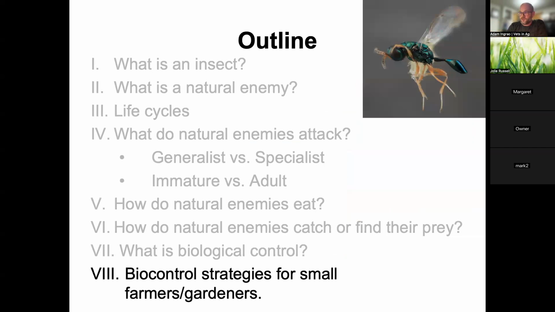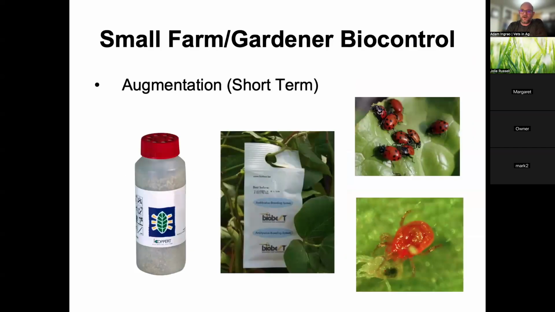The biological control strategies for small farmers and gardeners. Let's start with augmentation, because augmentation is a short-term strategy. For example, if you've got some crop pests that start to pop up and you start noticing them in higher amounts, this might be a good indication that you need to augment the population of natural enemies. The easiest way to understand this is like buying lady beetles in a dish from your local Ace Hardware.